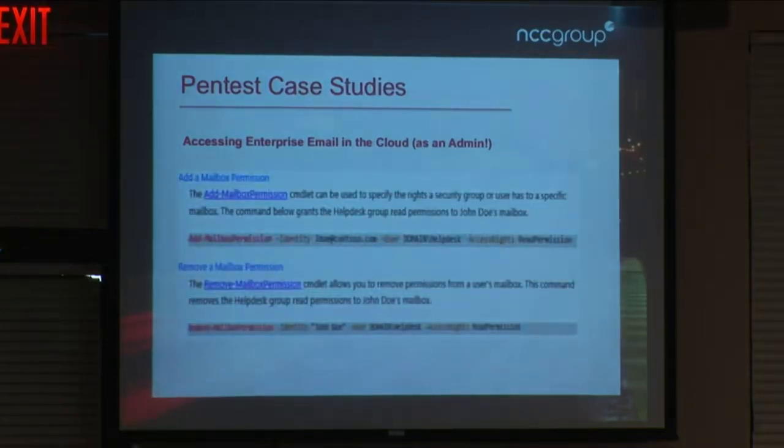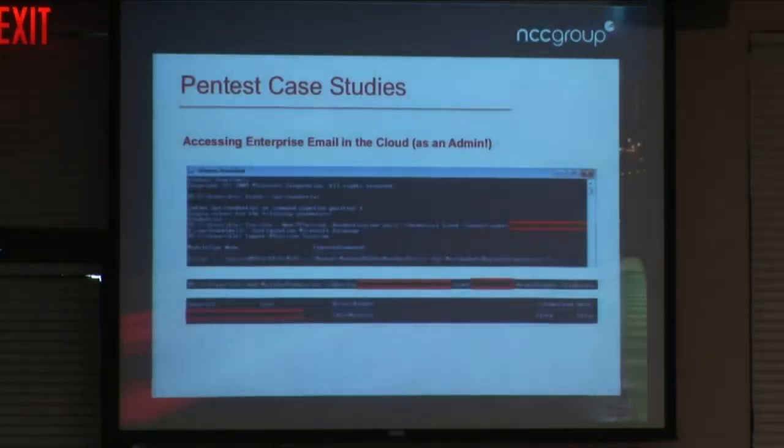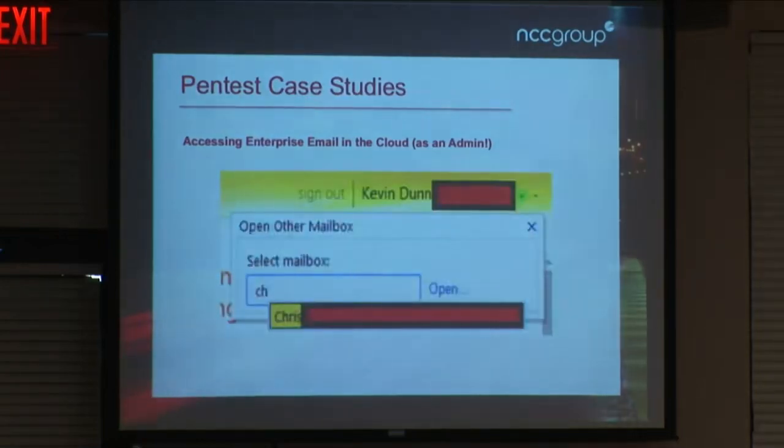I can add mailbox permissions to another account as them. Microsoft tells you how to do this. Lo and behold, you won't be surprised, you use PowerShell, right? This is me doing that. You probably can't see it, but this is me adding the permissions of one mailbox to my mailbox, and then in OWA searching for that person, and I have full access to their mailbox.